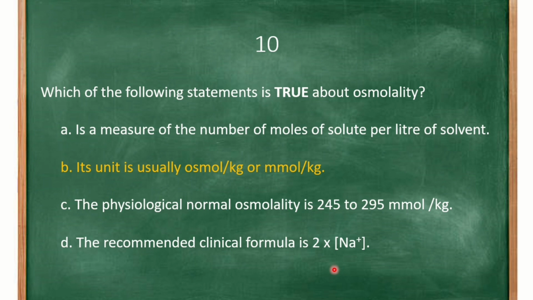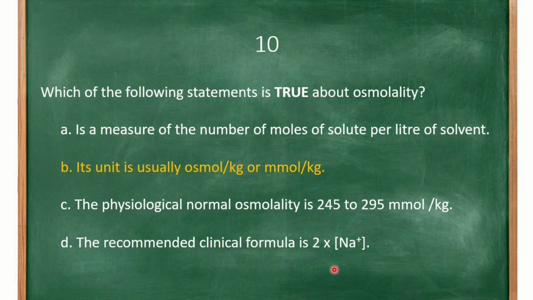So let's look at osmolality. Osmolality is the number of moles of solids per kilogram, so it is the solids per kilogram of solvent. Option A says it is the measure of the number of moles of solids per liter of solvent. Because there's liter there, that answer will be wrong. Then B says the unit is osmoles per kilogram, that is correct, or millimole per kilogram.